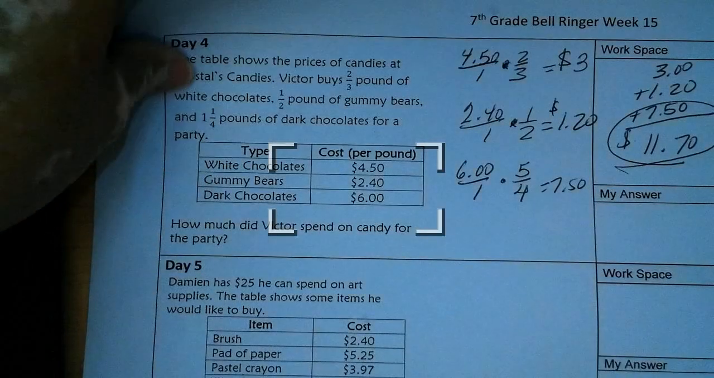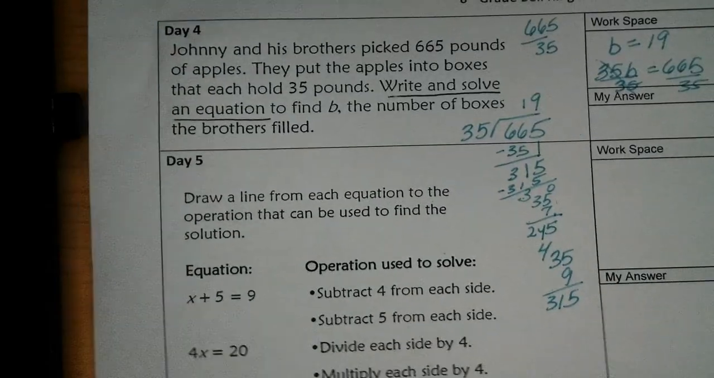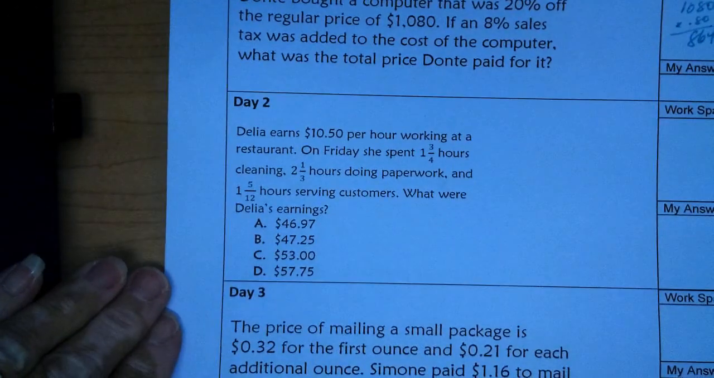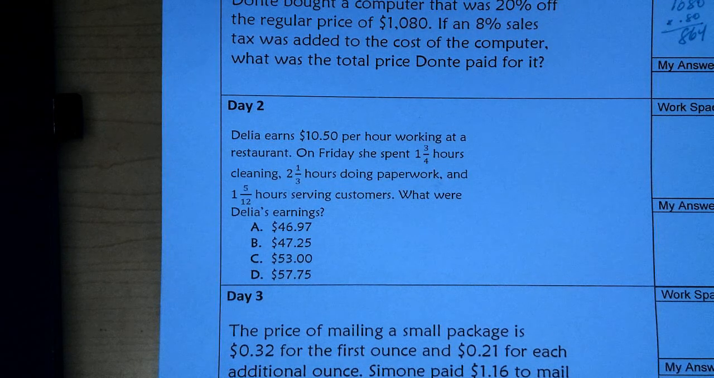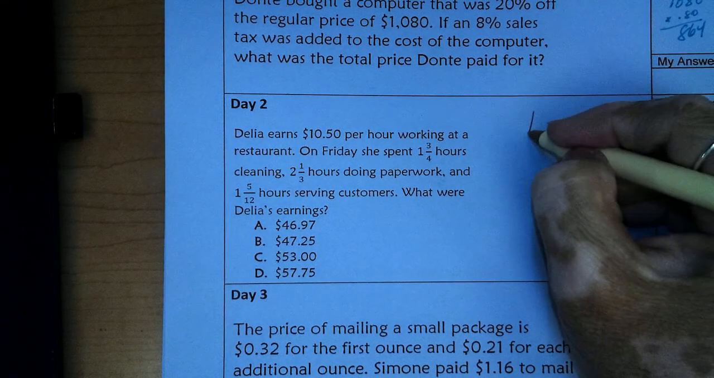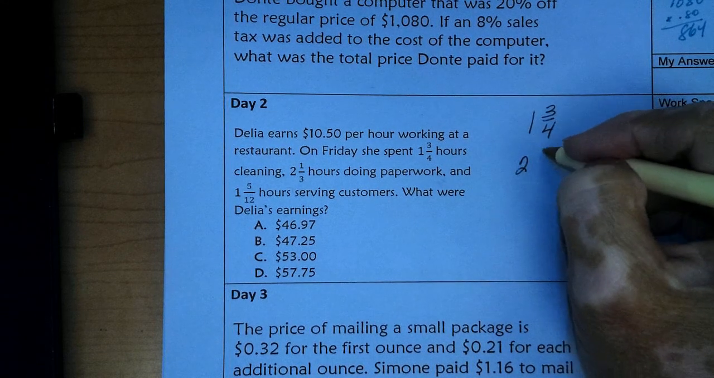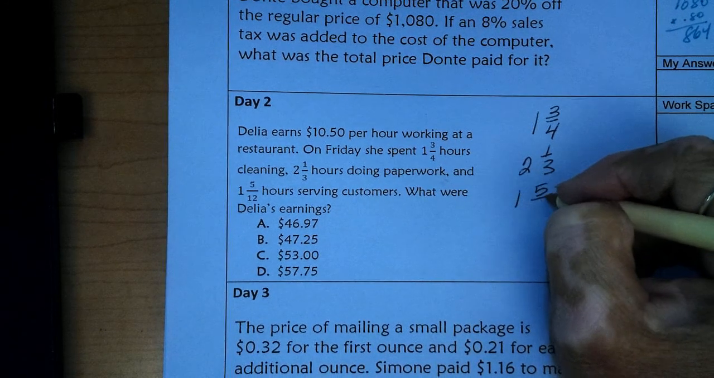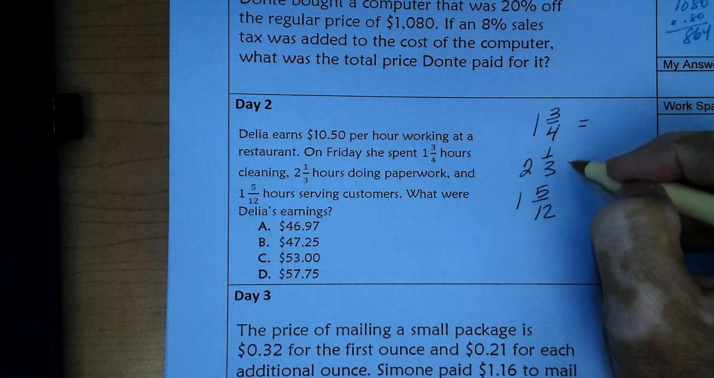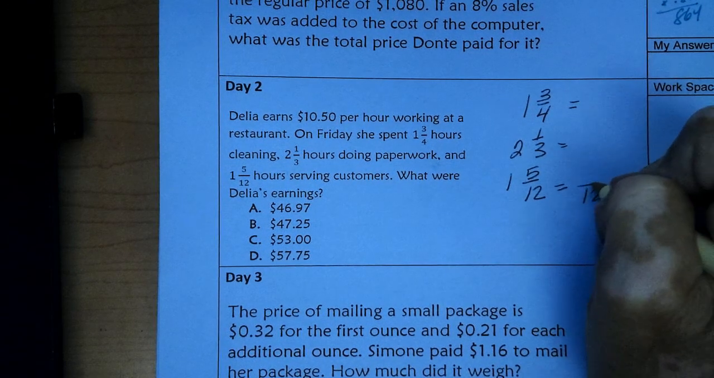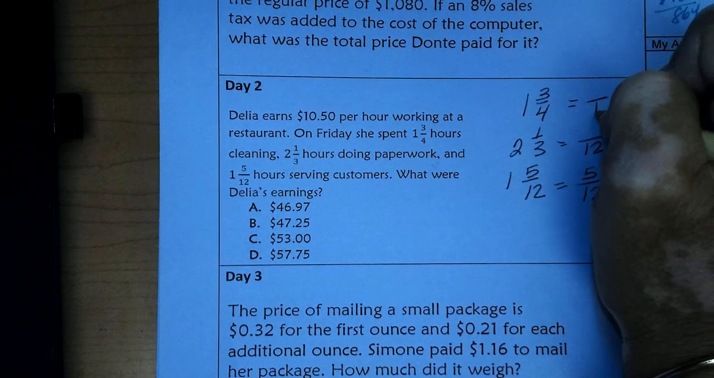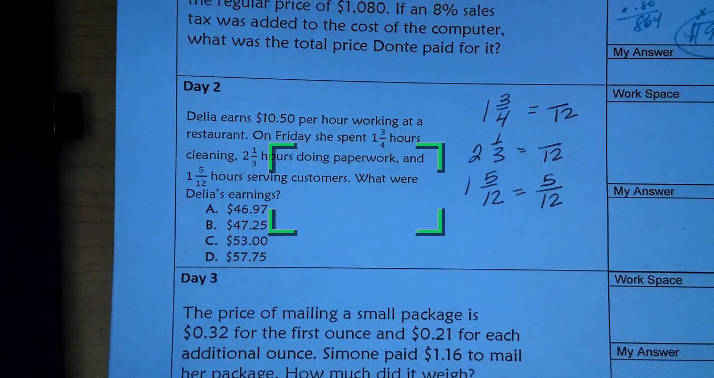All right, number 5. Not number 5. Duh. All right, go back to day 2. Della earns $10.50 per hour working at a restaurant. On Friday, she spent 1 3/4 hours, 2 1/3 hours, and 1 5/12 hours. So what do we need to do? Find a common denominator.